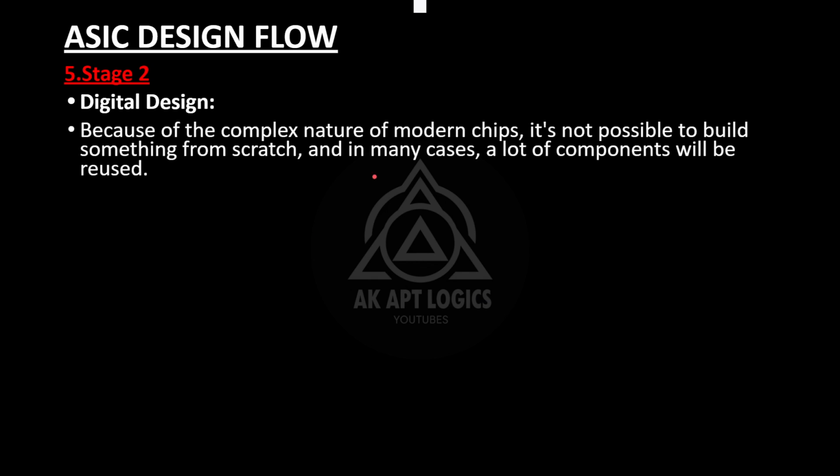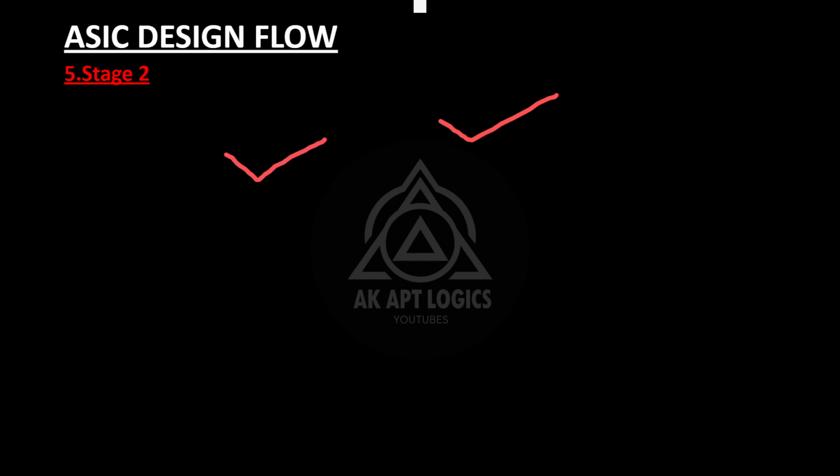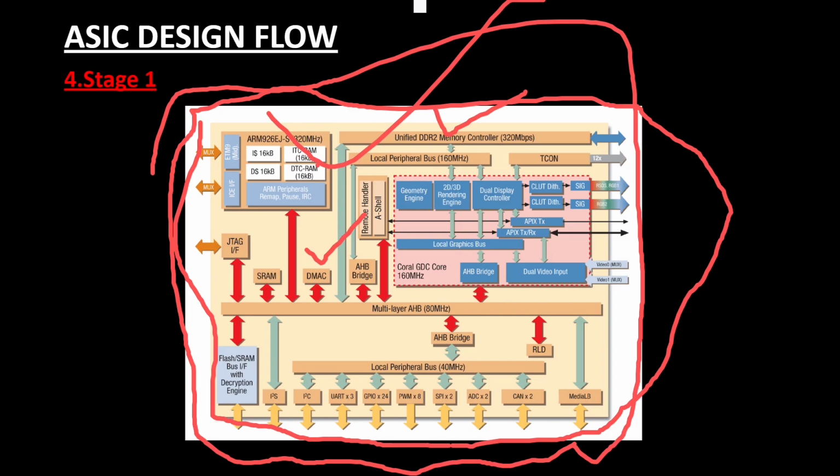Okay, the next stage, stage two, is digital design. Because of the complex nature of modern chips, it is not possible to build something from scratch, right? We can't build everything from scratch. Take this particular module, the AHB bridge. The AHB bridge chip is already designed by some other company perfectly, with low power, low area and low delay, then we can use that particular chip.